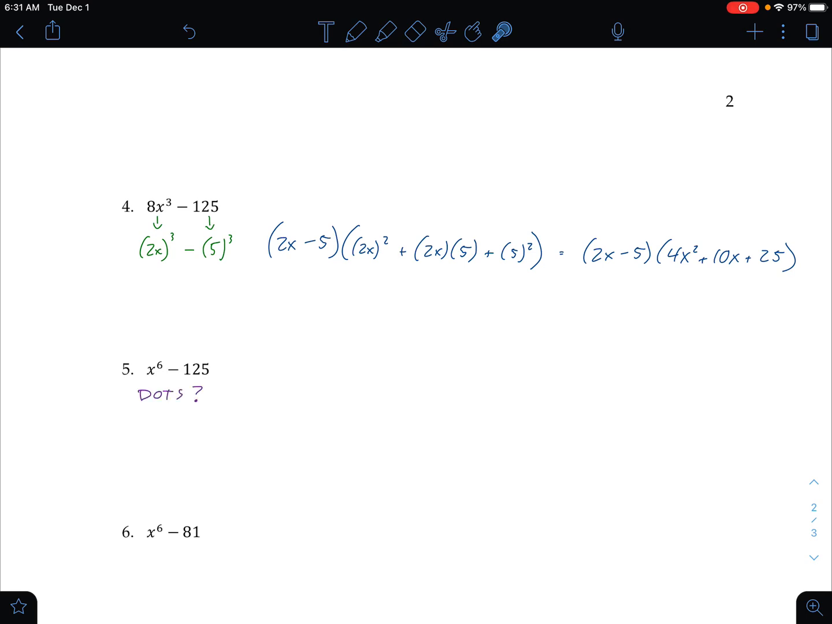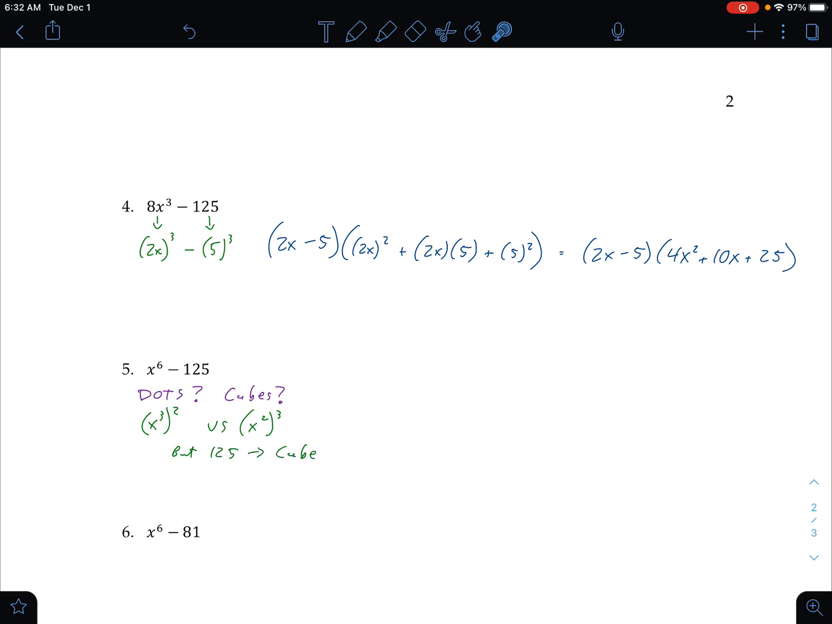Two terms, x to the 6th and 125. Is it squares or is it cubes? Well, x to the 6th could go either way. I could say it's x to the 3rd squared or x squared to the 3rd. So technically, I look at this and I say, well, I'm not sure what to do, and it's minus. So I really am not sure. But the 125 tells me, well, that's a cube.